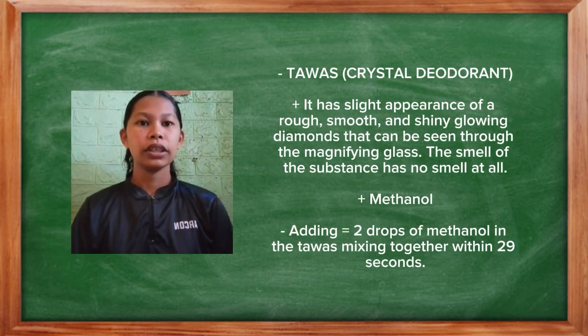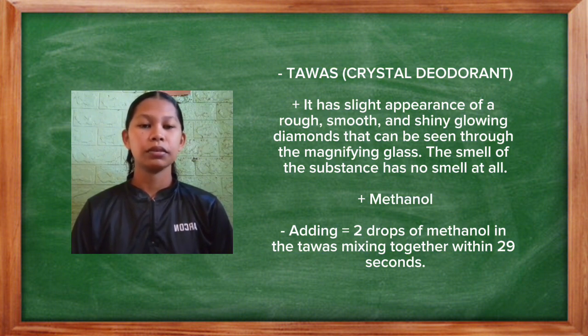The tawas, crystal deodorant. It has the slight appearance of rough, smooth, and shiny glowing diamonds that can be seen through the magnifying glass. The substance has no smell at all.